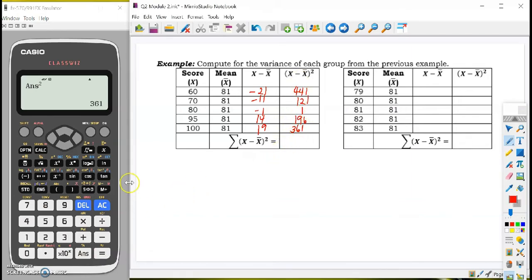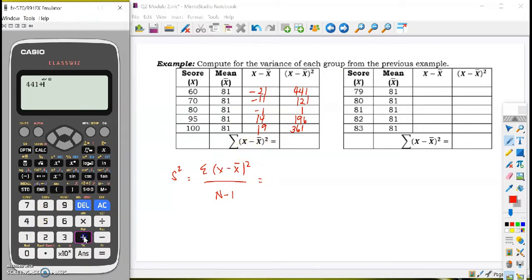So since we have all these values, for us to be able to use the formula for the variance, again, let's use sample in this case. The variance is equal to the summation of the square of the difference of the score and the mean, divided by, since it's sample that we are using, n minus 1. Therefore, we need to add everything to get the summation. That would be 441 plus 121 plus 1 plus 196 plus 361, and the answer is 1120.